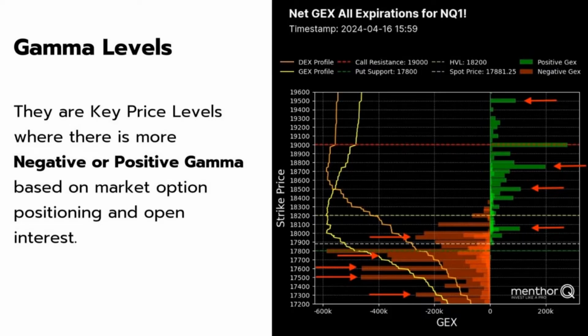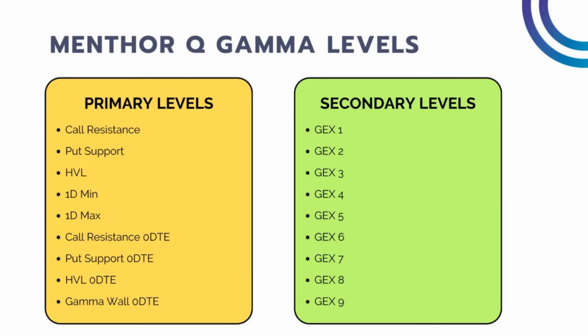But before we go into that, these are the gamma levels that we provide currently through our membership, and that you can integrate directly into your trading charts and trading platform. So today we're going to go over our put support and our put support 0 DTEs. Tomorrow we're going to look at the IVO levels, so the HVL 0 DTEs. Then we're going to go into our 1 day minimum, 1 day max on Thursday. And then on Friday, we're going to focus on our secondary levels, which are our gamma levels 1 to 10. So they are divided into primary and secondary levels. And we're going to go through them all this week. And yesterday we did our core resistance as well.